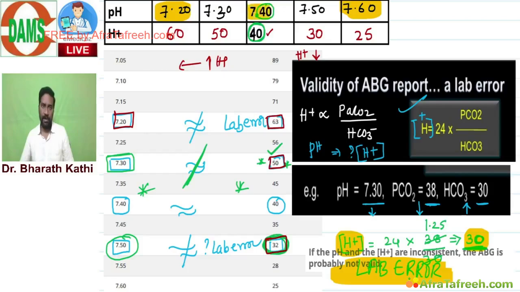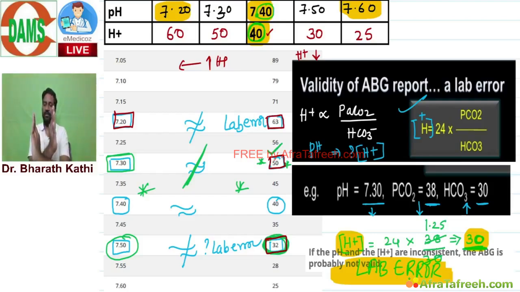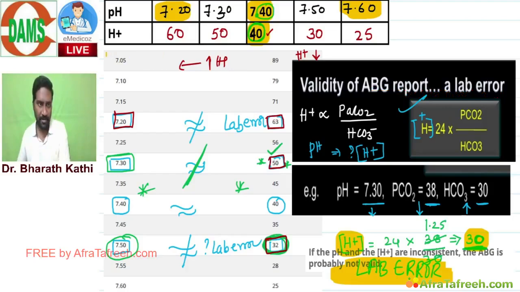Make sure that you know at 7.40 pH, H plus will be 40. Now if pH is decreasing, at 7.30, H plus will be 50. At 7.20, H plus will be 60. So 40, 50, 60 on this side. Now let the pH increase. At 7.40, H plus was 40. At 7.50, it will be 30. At 7.60, it will be roughly 25. This is a simple method to memorize this complicated table.